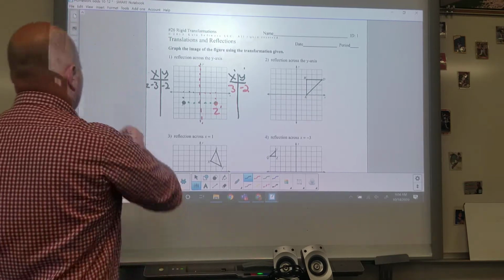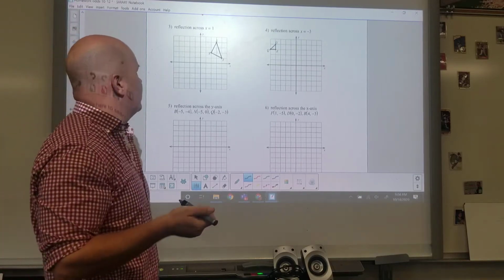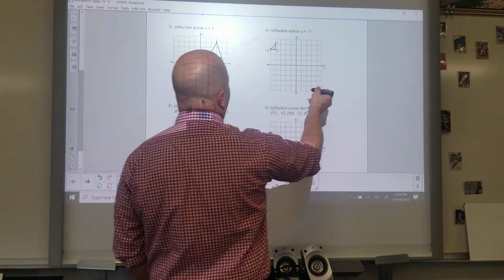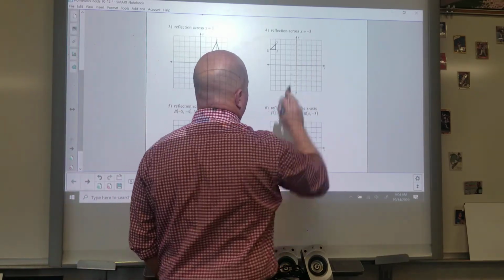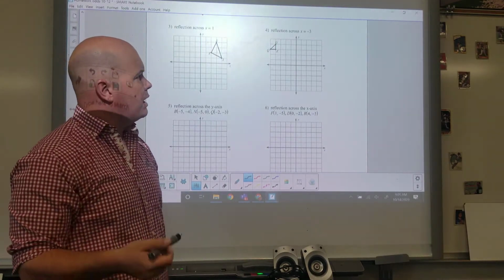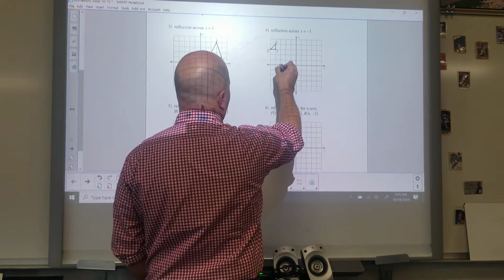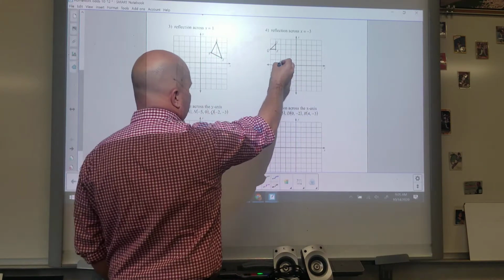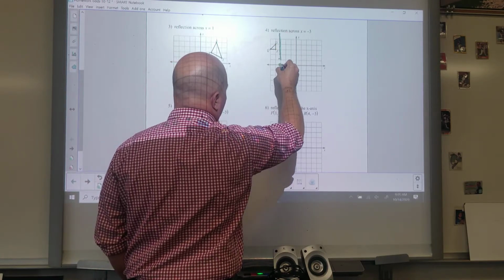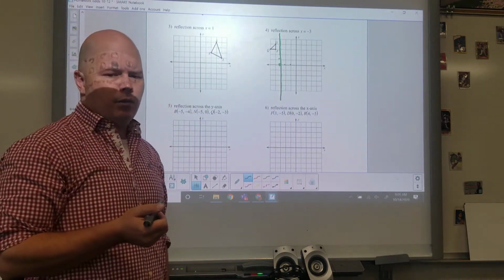Okay, so the next type of problem we get is a little bit more complicated. We'll do number 4. Okay, it's saying we're going to reflect across x equals -3. What that's telling me is my line of reflection is when x equals -3, which is right here, but x also equals -3 here, here, here. Actually, it forms a vertical line where it goes through x equals -3.